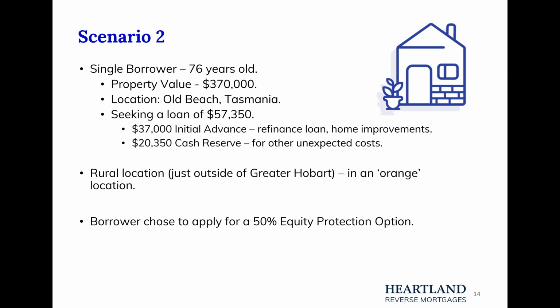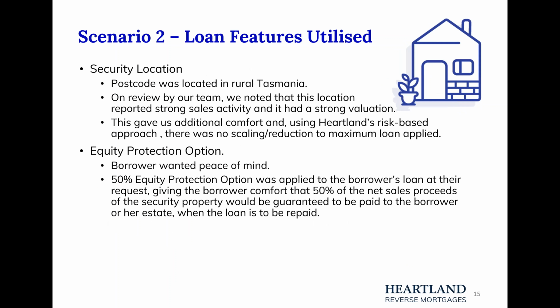And the borrower chose to apply for a 50% equity protection option. So he wanted to protect at least half of the value of his home when it came time to repay the loan. So half the sale proceeds. So the loan features that we utilized here.